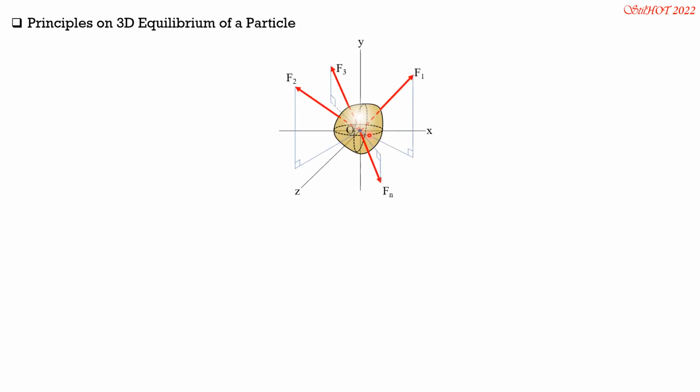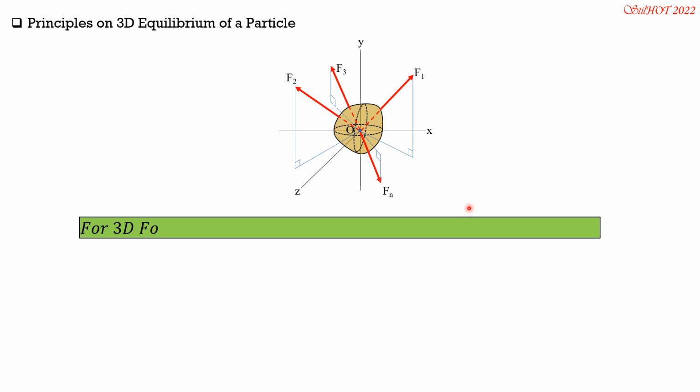So for the principles on 3D equilibrium of a particle, if this is the particle, the equations will just be the resultant force is 0, and that implies that the summation of forces, all components, x, y, and z, must be 0.